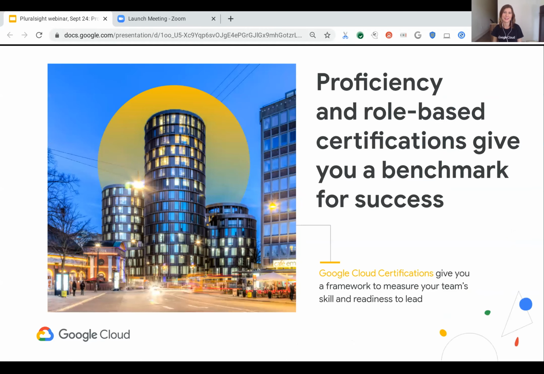So as we mentioned, our certifications are proficiency and role-based certifications that provide a benchmark for success. So it's a high bar. It's really defining what excellence in a given job role is, and it's really very worthwhile to strive for it if this is your job role.